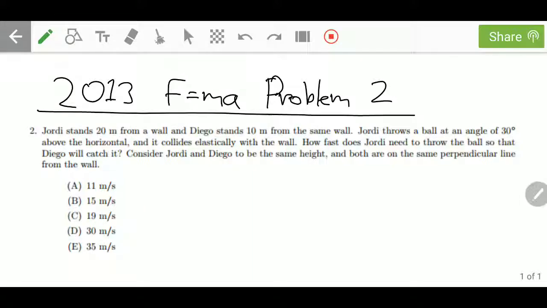Hello. In this video, I'm going to explain problem 2 from the 2013 F equals MA contest. In this problem, we have Jordy and Diego, and I'm going to label them J and D. We see that Diego is here, 10 meters from the wall, and Jordy is here, 20 meters from the wall.